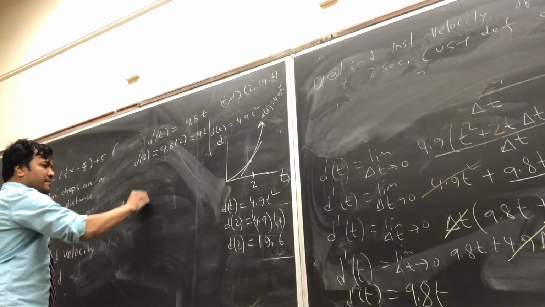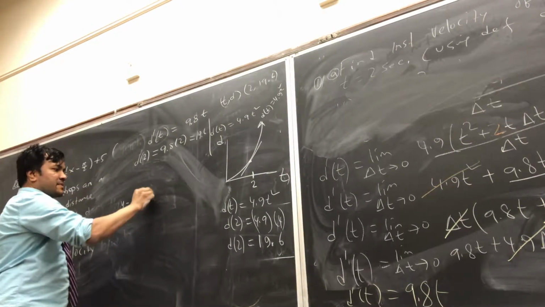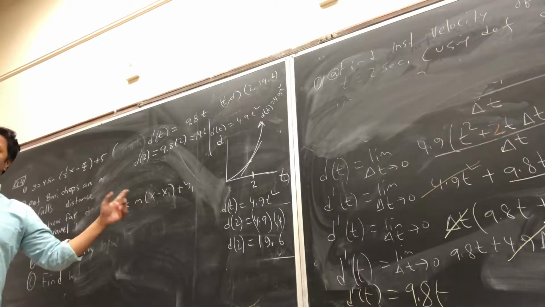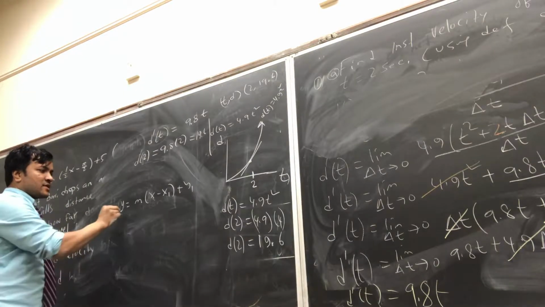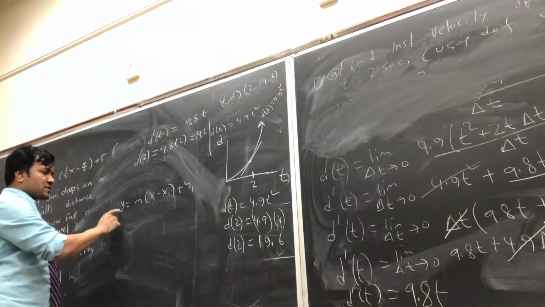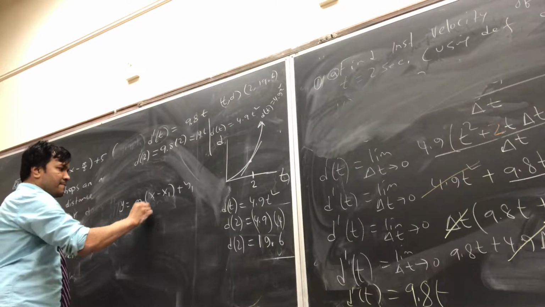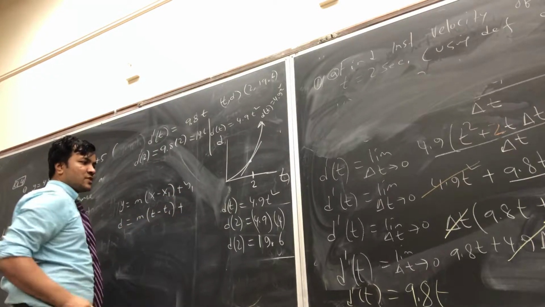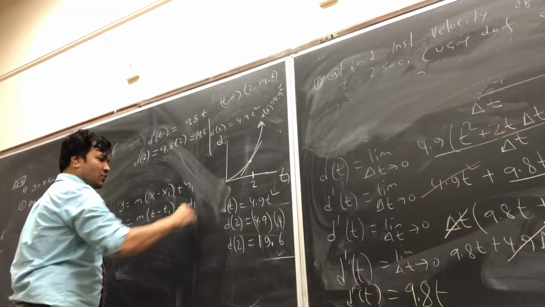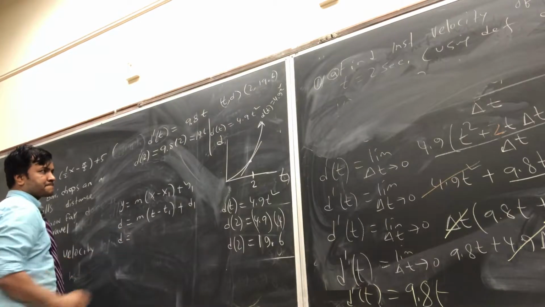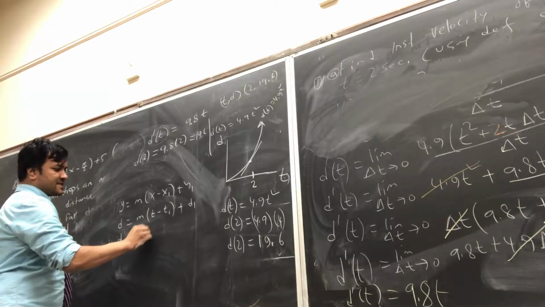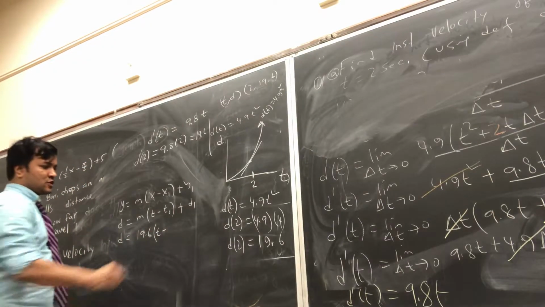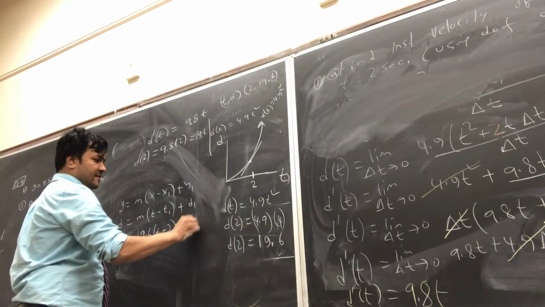y is equal to m times (x minus x1) plus y1. I'm writing this so that you are familiar with it. So what is our y in this case? d. What is our x? t. This one is t1, this one is d1. So m is how much? 19.6, times t minus t1. What is our t1? 2. What is our d1? 19.6.